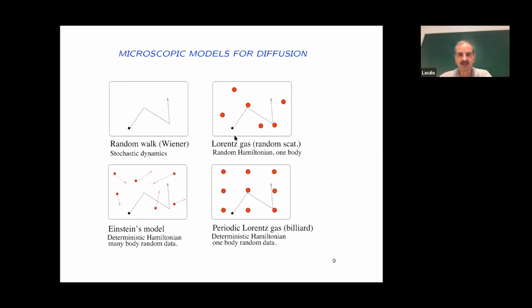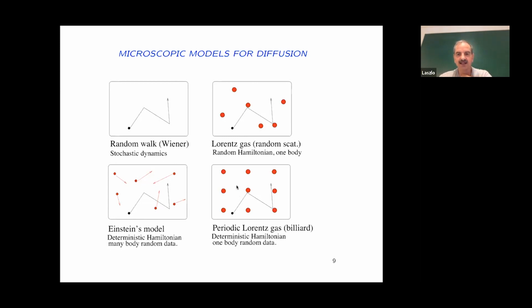Now the next picture is the Lorentz gas. This is what we are going to talk about. This is when you have randomly placed scatterers. These are these red dots. These are given once and for all. And then you have one single particle which moves in this environment. The third model is Einstein's model, when these light particles themselves are dynamical, but they don't interact.